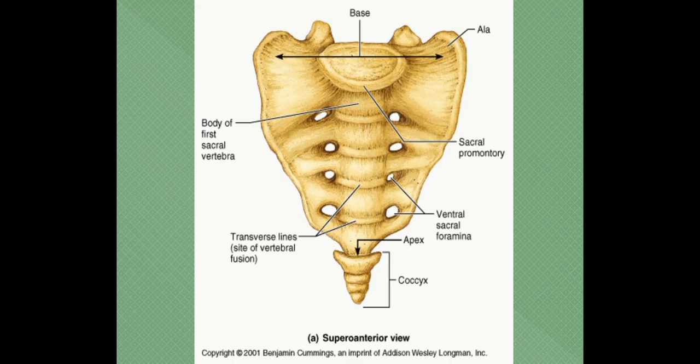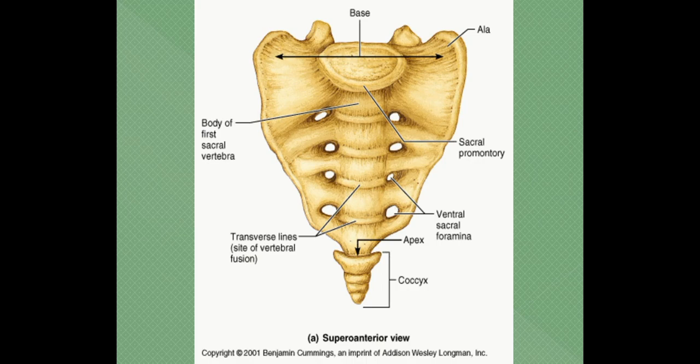As we can see in this picture, we have the apex of the sacrum and the base of the sacrum. The top portion is the base. We have the ala of the sacrum, the body of the first sacral vertebra, and the sacral promontory. The ventral sacral foramina and the transverse lines, the sites of vertebral fusion, are visible. At the bottom of the picture we can also see the coccyx.